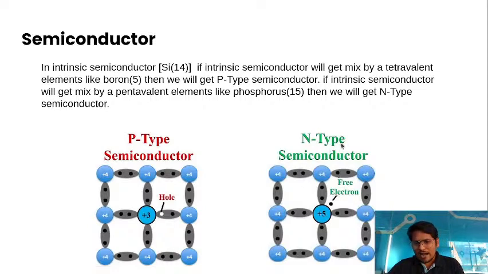And in n-type semiconductor, what happens? Here there are 5 electrons, so one electron will not be able to make a bond, so it will be a free electron. So extra electrons will be there. That's why in n-type semiconductor material the majority carriers are electrons. And in p-type, the majority carriers will be holes.